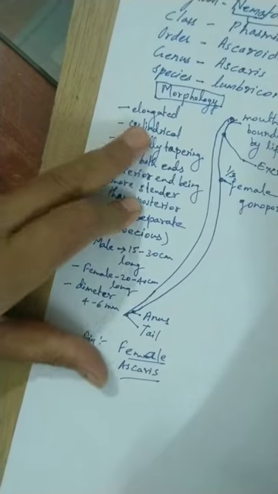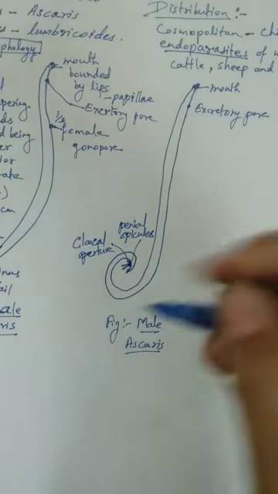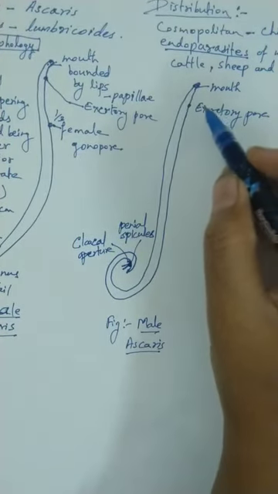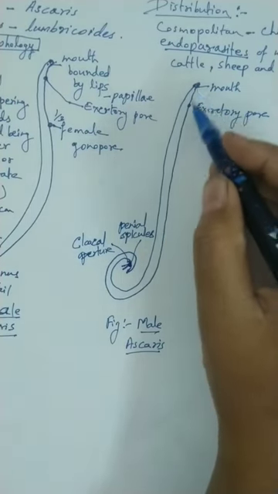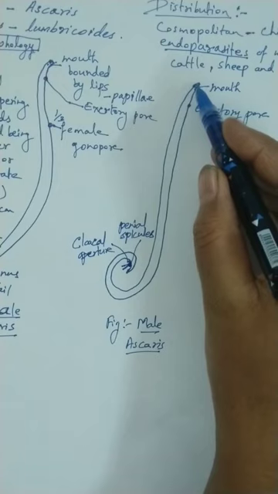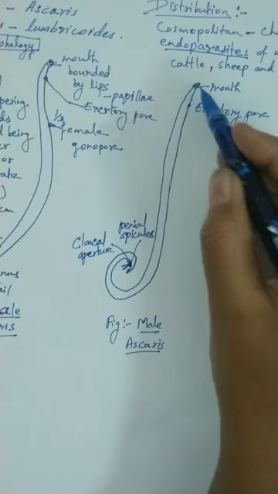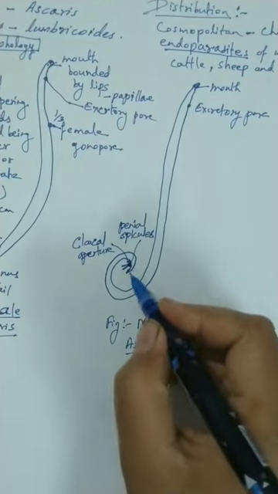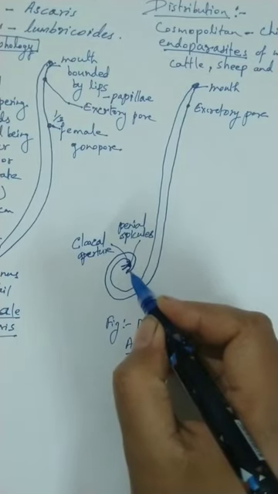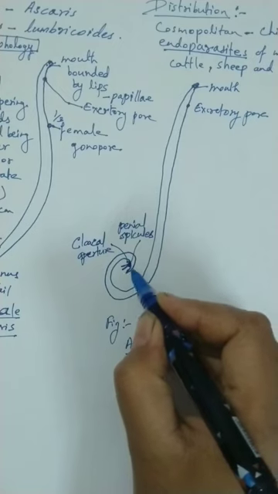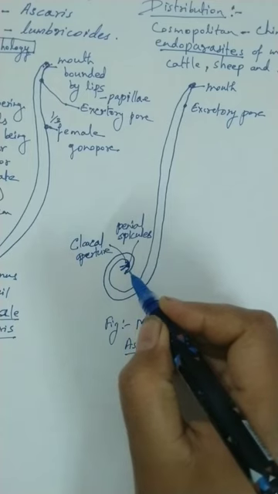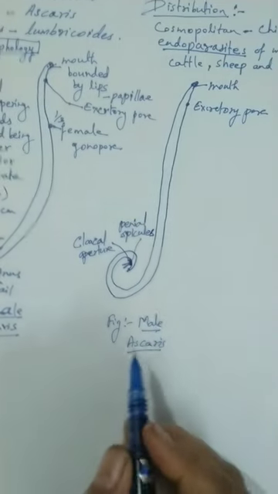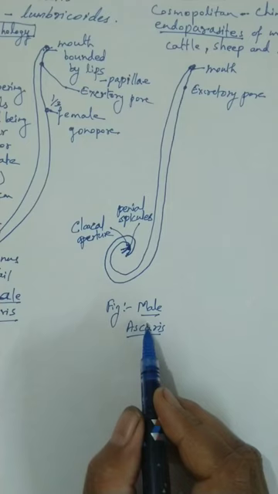Now this is the diagram of the male Ascaris. The anterior portion is slightly broader than the posterior portion, and we can see that in the tail region it is slightly curved. This is the diagram of the male Ascaris.